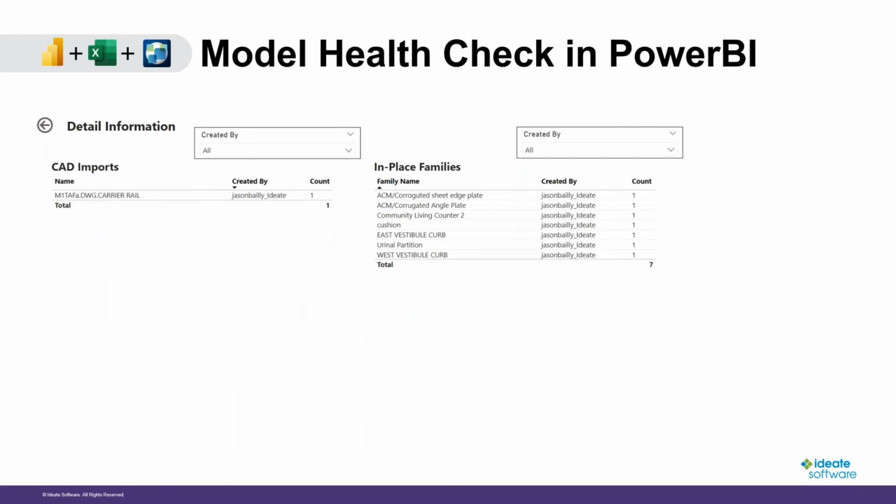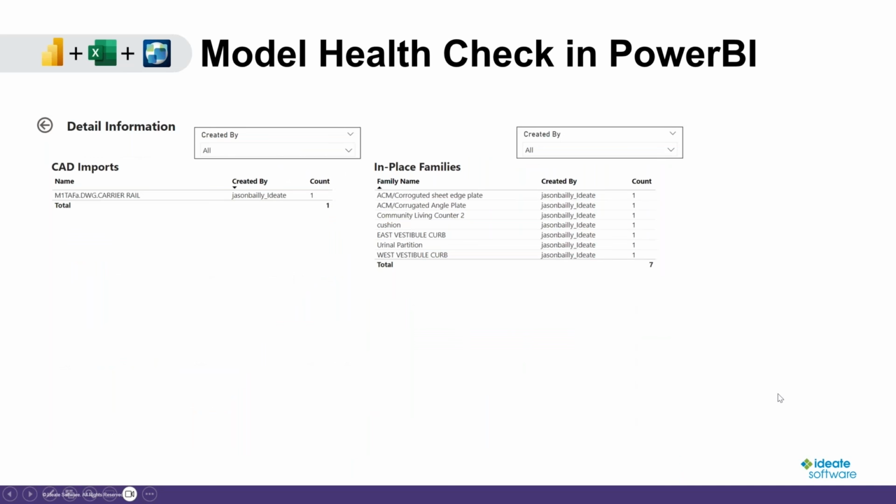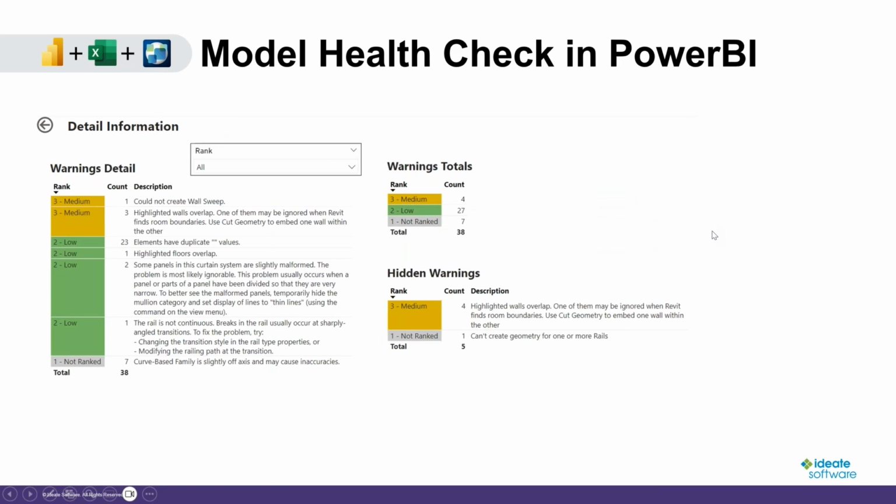The secondary tab on BIMlink shows you more information. So in here, you'll see a little eye here. These are things that you can click in the Power BI. This is where it would take you. The CAD imports are listed in here, and then also created by filters. If you're a user that created the CAD imports, you can easily select your name so that you can address the CAD imports that you brought in, and you can clean that up. Similarly for in-place families, you can filter by created by.